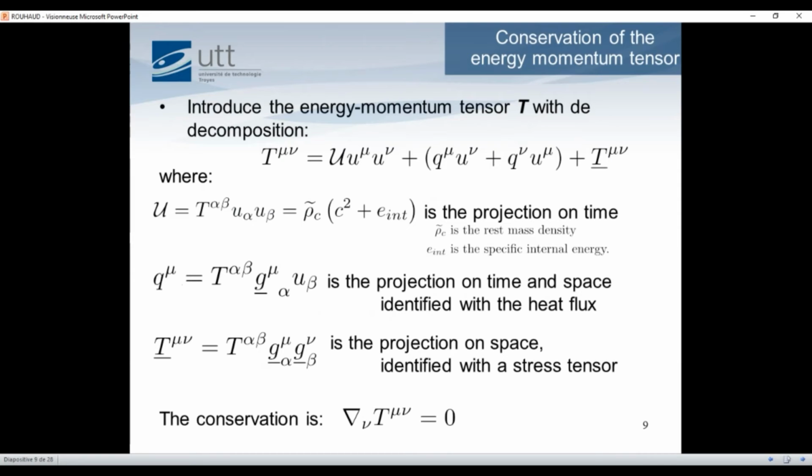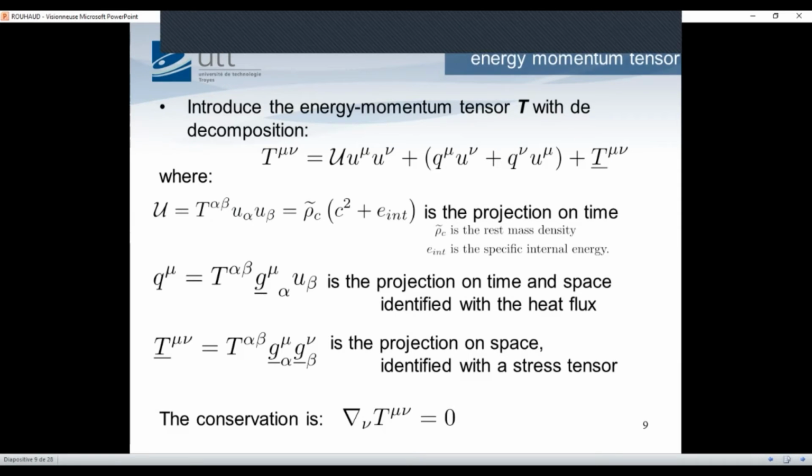We can decompose this energy momentum tensor into three terms. The three terms correspond to the projection on time, the projection on time on space, and the double projection on space. Now, each of these terms can be interpreted physically. The first term here is a scalar, which can be interpreted as an energy term times the mass density. The second term Q can be interpreted as the heat flux.